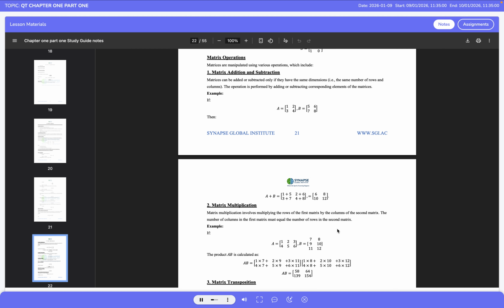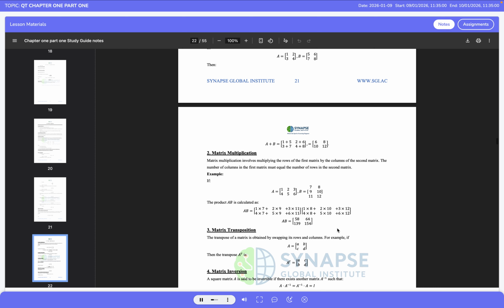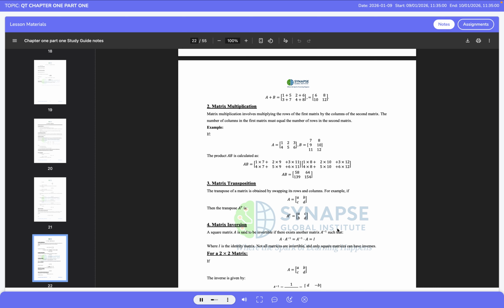Matrix multiplication follows different rules. To multiply two matrices, the number of columns in the first matrix must be equal to the number of rows in the second matrix. The multiplication is carried out by multiplying the rows of the first matrix by the columns of the second matrix, and then adding the results.